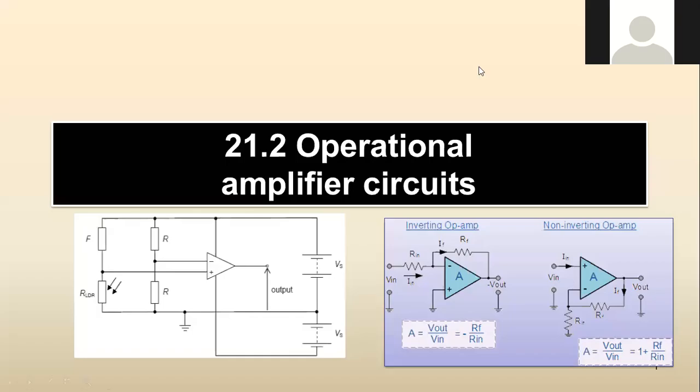Today we are continuing on electronics section 21.2, operational amplifier circuits. So far we have looked at the comparator circuit. This is a comparator. Now we are going to look at two more circuits: the inverting operational amplifier and the non-inverting operational amplifier. The difference between these two circuits is that there is negative feedback to the inverting input. Same as here.